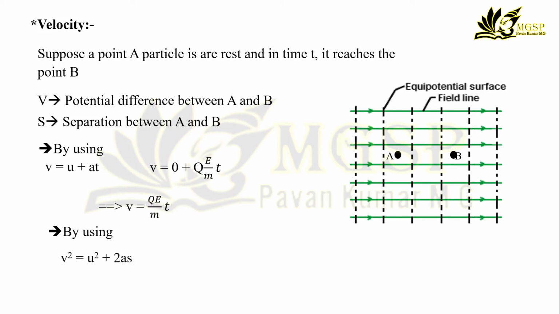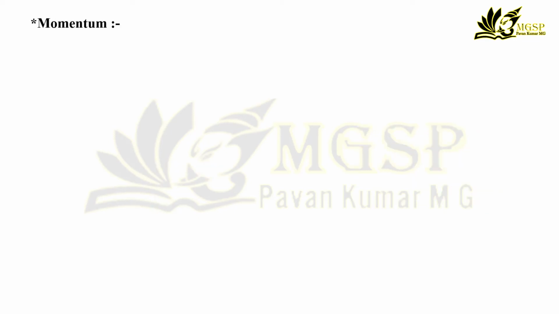Then by using another formula, v square is equal to u square plus 2as, the new velocity v is equal to the square root of 2qEs by m. Momentum is written as p is equal to mv. When you substitute v, you will get p is equal to qEt.